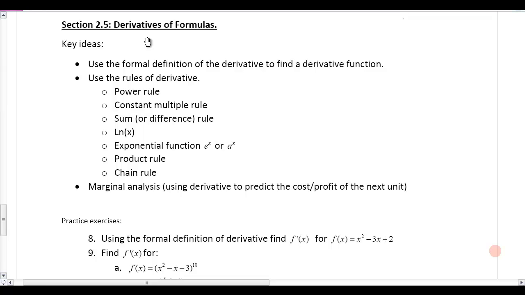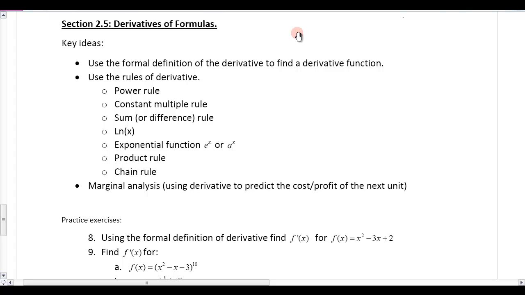Okay, here we are. Last section for the first test, test 1, covering sections 2.1 through 2.5, kind of skipping 2.4. So here's what 2.5 is talking about: derivatives of formulas. The formal definition of derivative to find a derivative function. So the formal definition of derivative we talked about in the last section: the limit as h approaches 0 of f of x plus h minus f of x, all divided by h.